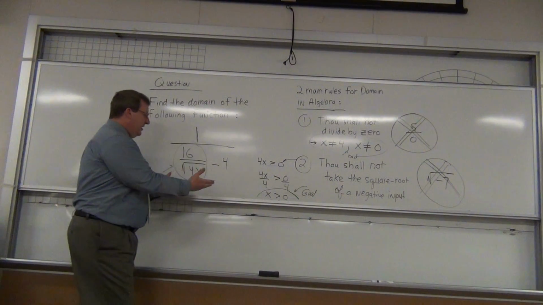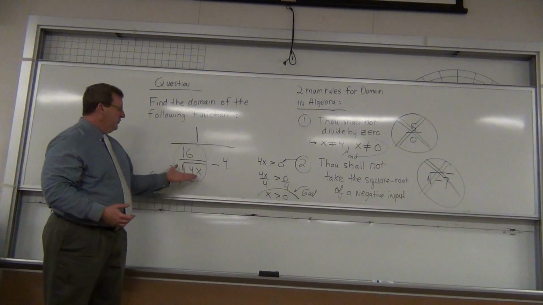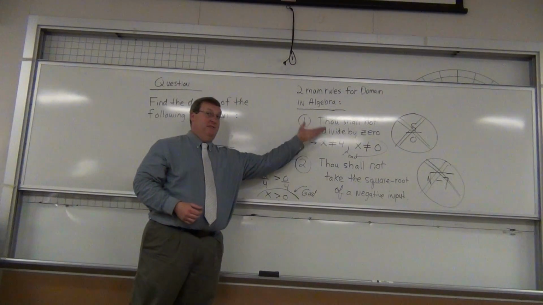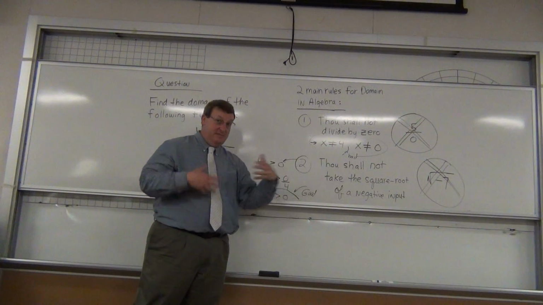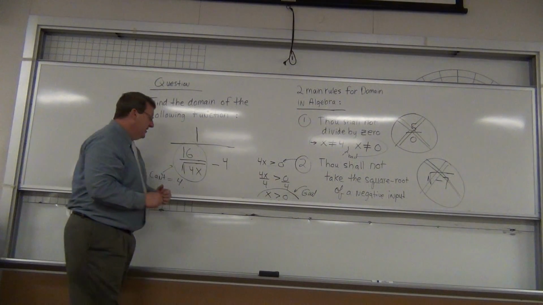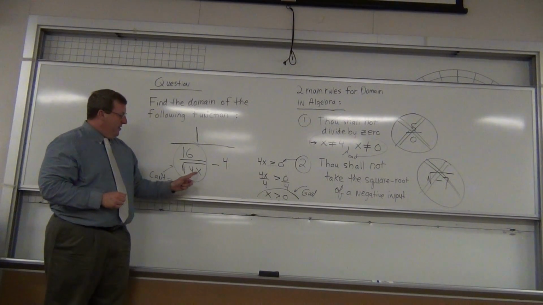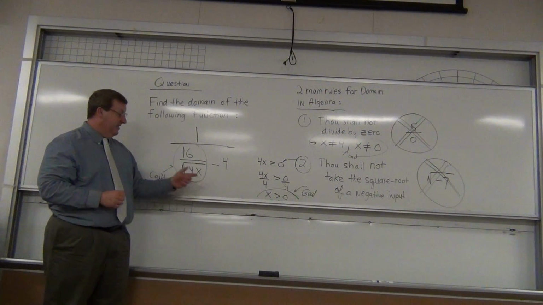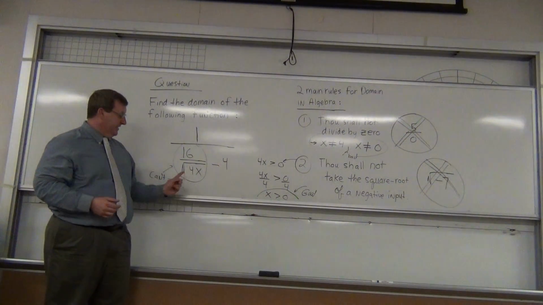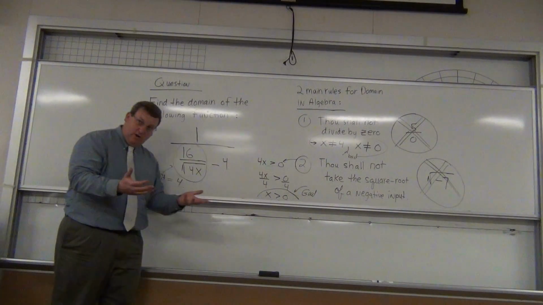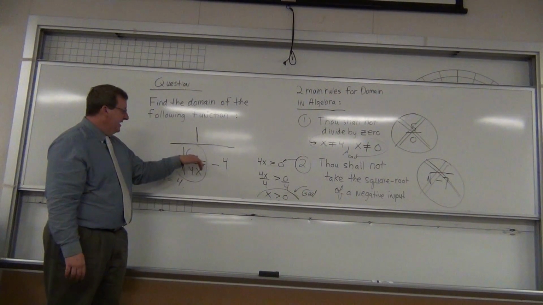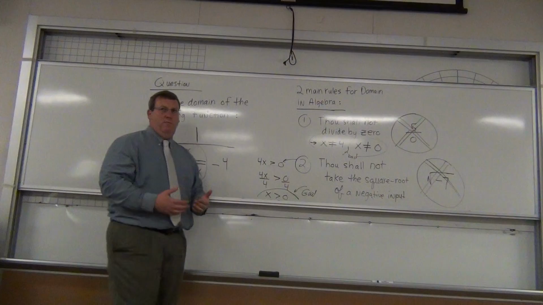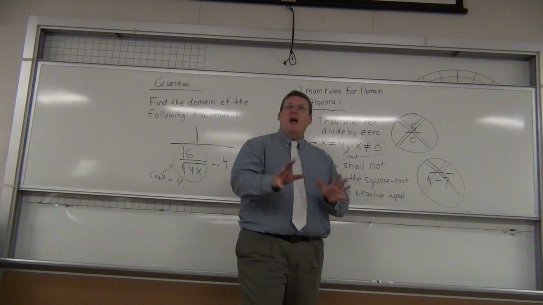So let's look at this particular function. Is there a situation where we could accidentally divide by 0? Should we be cautious and be paying attention? The answer is yes. Think about it. What if I put x equal to 0 right here? What's 4 times 0? 0. What's the square root of 0? 0. Then you'd have 16 divided by 0. Boom! Bad times.